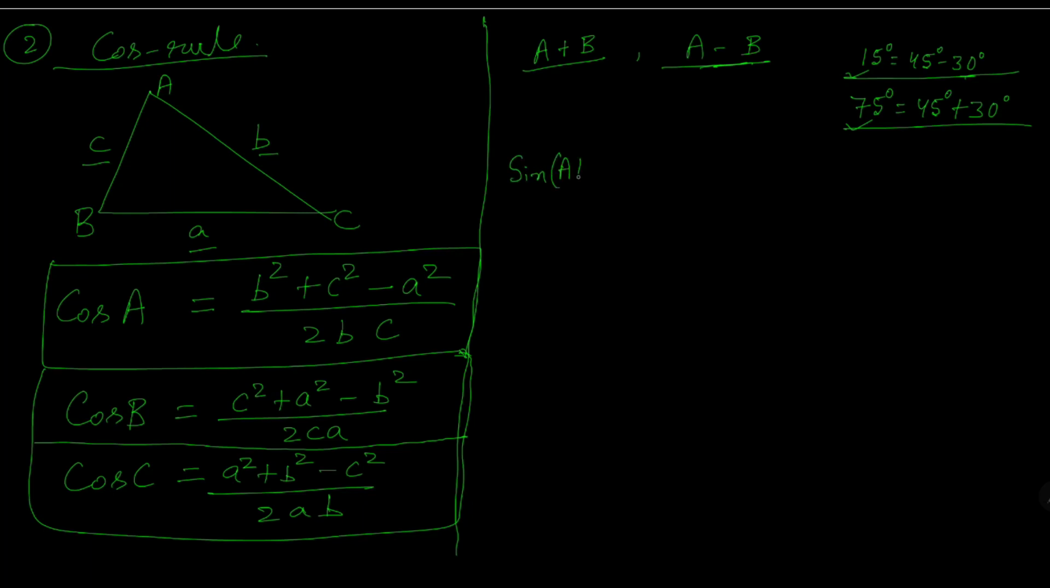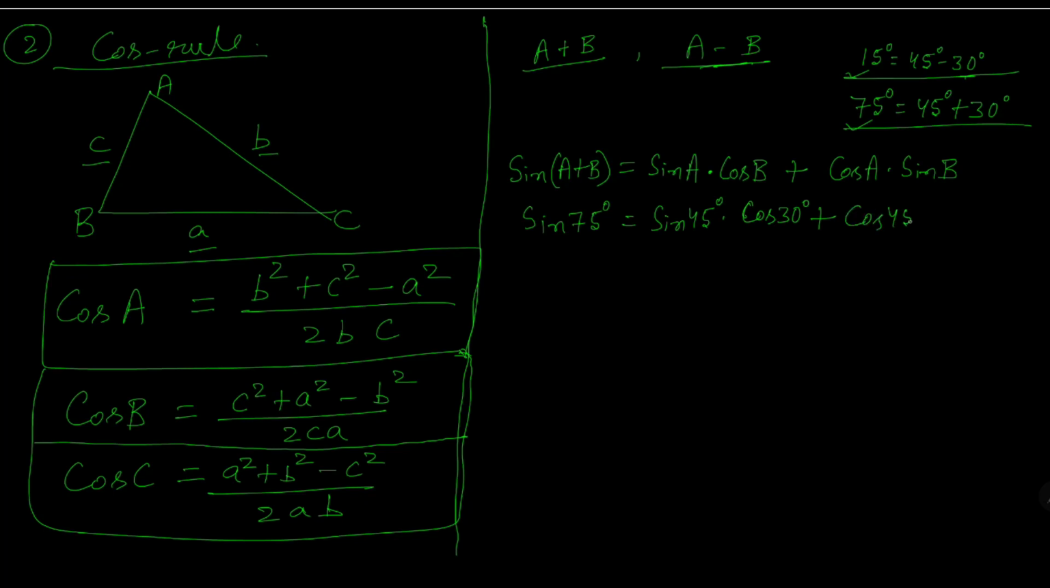Sine A plus B is equal to sine A into cos B plus cos A into sine B, right? So can you calculate sine 75 degree from here? If you put A equal to 45 degree, B equal to 30 degree, will you be able to calculate sine 75 degree? Please do that once, just for clarity purpose. I'll leave it here. You put the values here and check whether the value that we wrote in the table was correct or not, right? Similarly, sine A minus B, just this plus sign becomes minus.